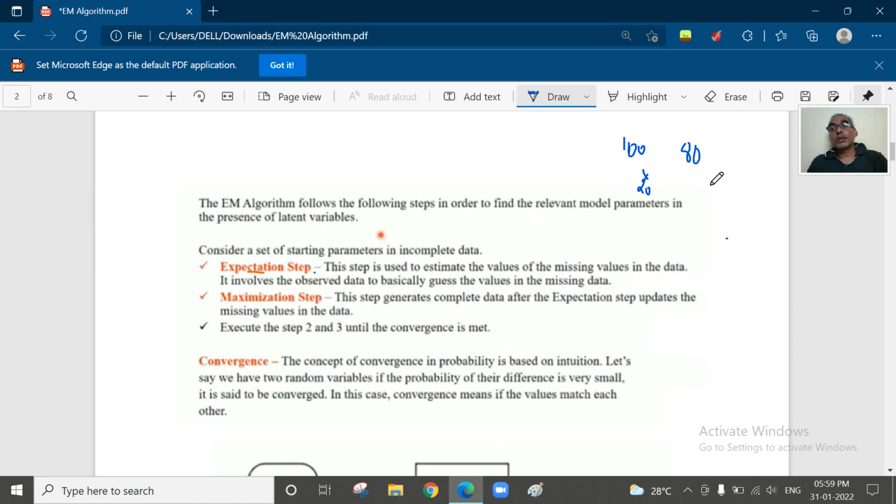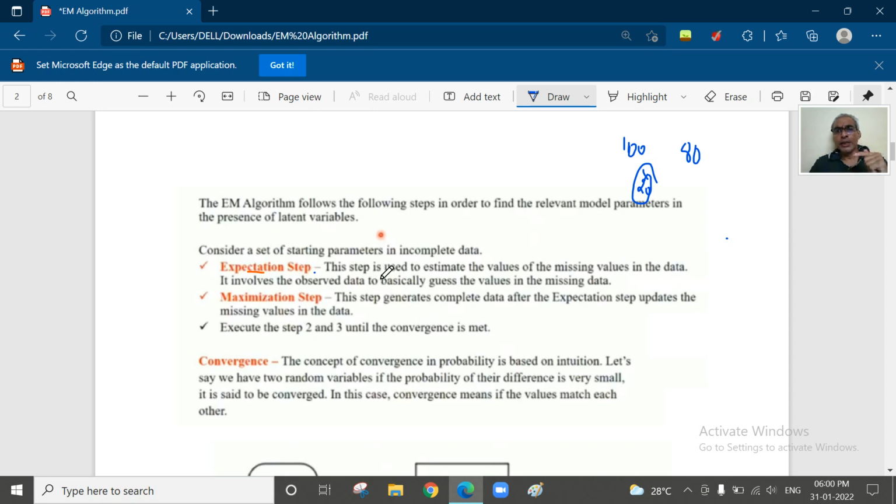Since these 20 data are missing, I will use the EM algorithm. I will predict these 20 values. These 20 students are absent from the class, but I want to collect a 100-data sample. So we estimate these 20 values, and then we try to maximize this.